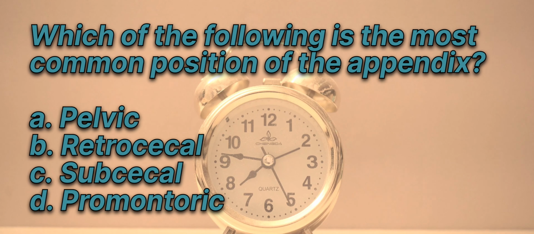Which of the following is the most common position of the appendix? A. Pelvic. B. Retrocecal. C. Subcecal. D. Promontoric.